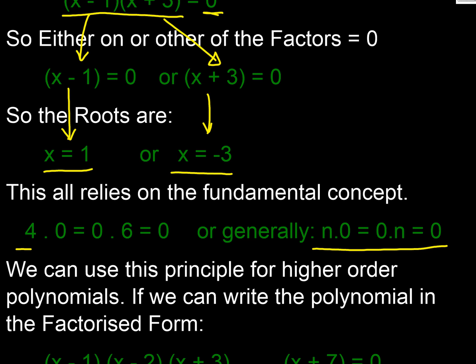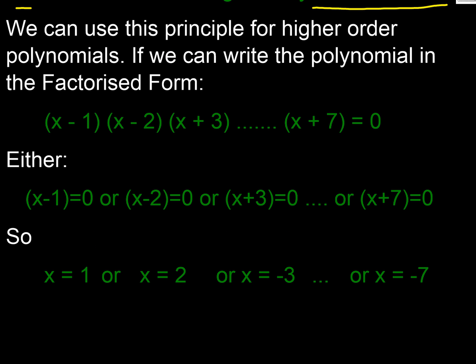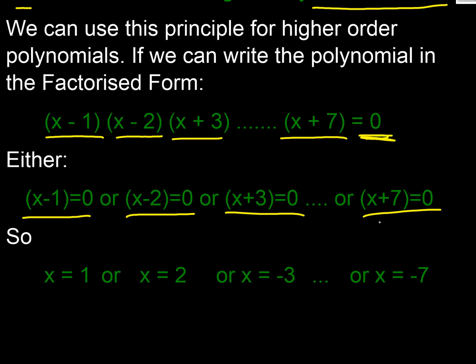Now we can extend that idea in principle to a higher order polynomial by thinking about it as just a whole load of brackets multiplied together. Each of these brackets is a factor. So if we multiplied out the brackets, we'd have a huge, high order polynomial. But if we say that equals 0, then one of these brackets must equal 0. Either the first one's going to equal 0, or the second one, or the third one, or the fourth, or the last one, and any in between.